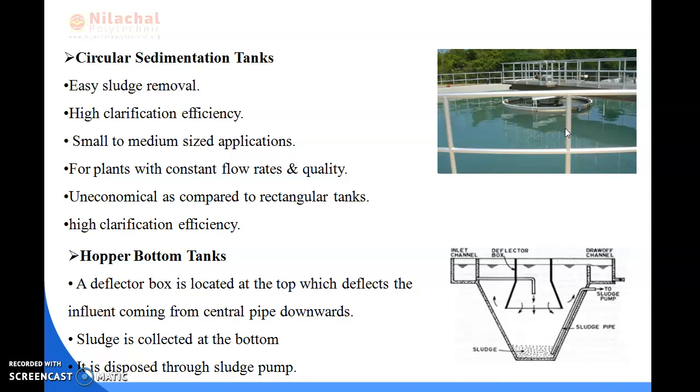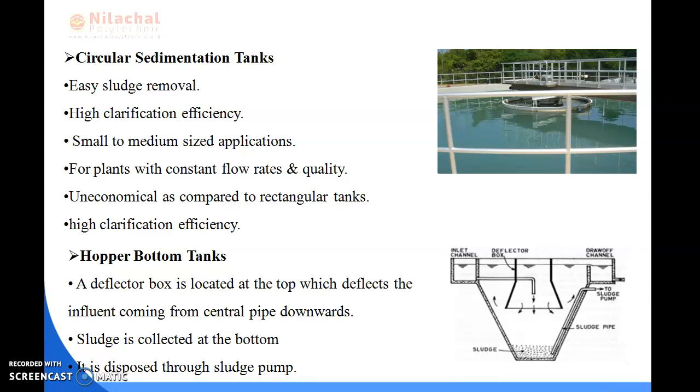And next we will be reading about the hopper bottom tank. You can see here the diagram of the hopper bottom tank. This hopper bottom tank is a vertical type of tank, a vertical flow tank in which the water flows upward and downward. The water can flow on both sides in these tanks.